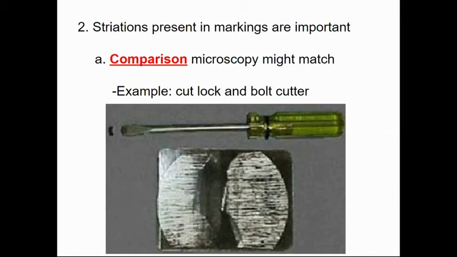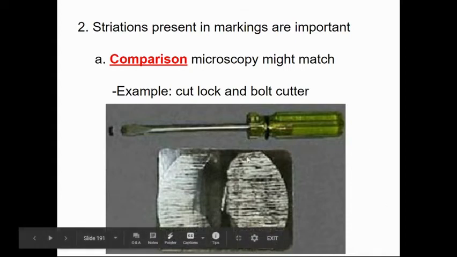So just like we talked about firearms, these tools are going to have unique markings that you can look at under a comparison microscope and you might be able to match them. For example, you can look at the types of scratches made when a bolt cutter cuts through metal, and then you look at that metal and compare it to the bolt cutter. Or scrapes made by something like a crowbar or a screwdriver.